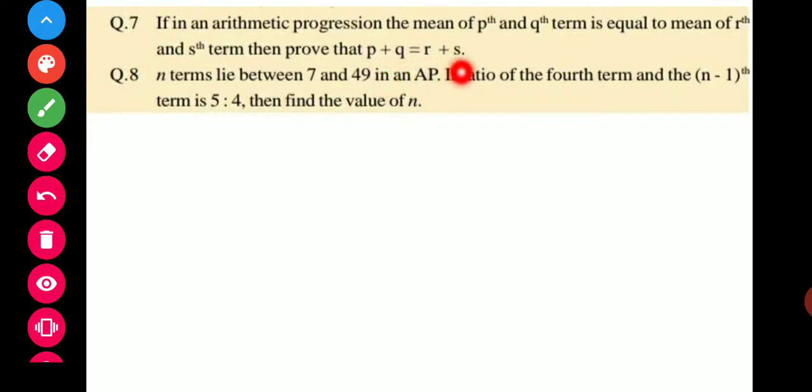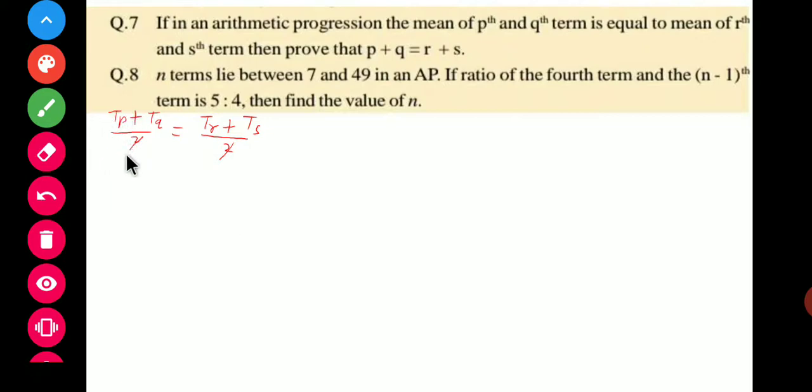Now how can we do this question? It's a very simple question, so you can do it very well. Just watch out. Given the pth term, we call it Tp, the qth term is Tq, and the mean is divided by 2. It is given as the rth term and the sth term, divided by 2. So now you can see 2 and 2 will be cancelled out.